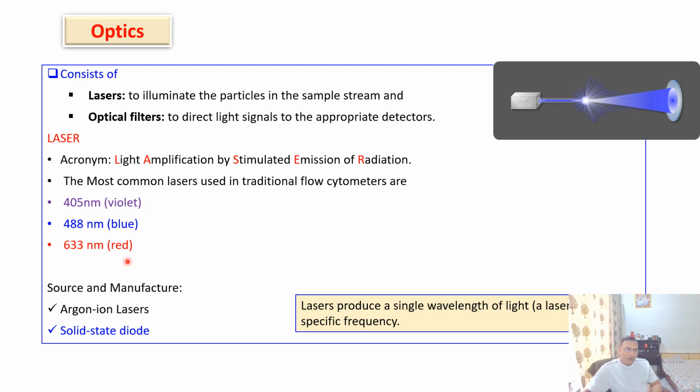Now, how is the laser produced in flow cytometers? The source of the laser is argon ion lasers or solid state diodes. Earlier, these gas lasers were used, but nowadays, to make the system compact, solid state diodes are the source of the lasers.